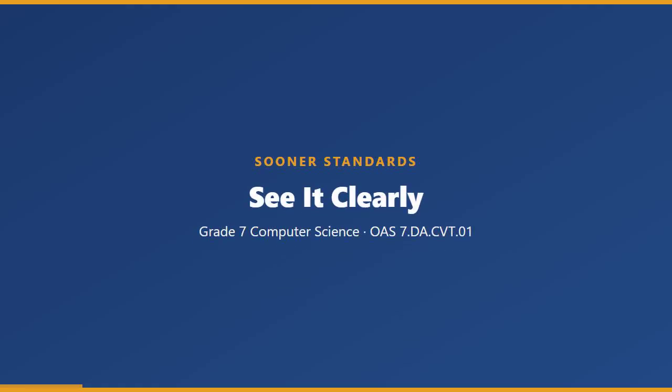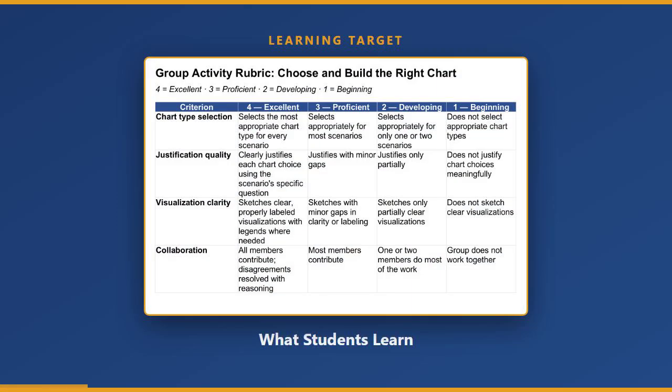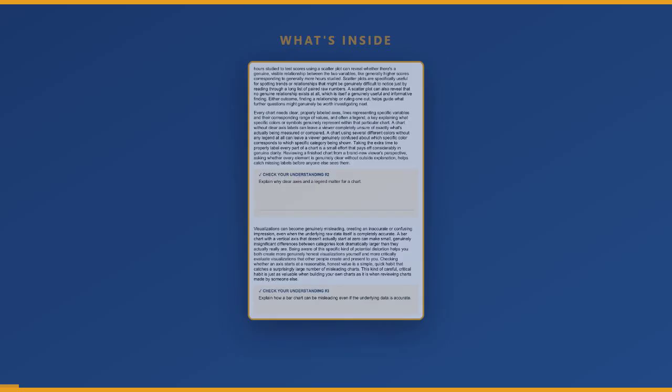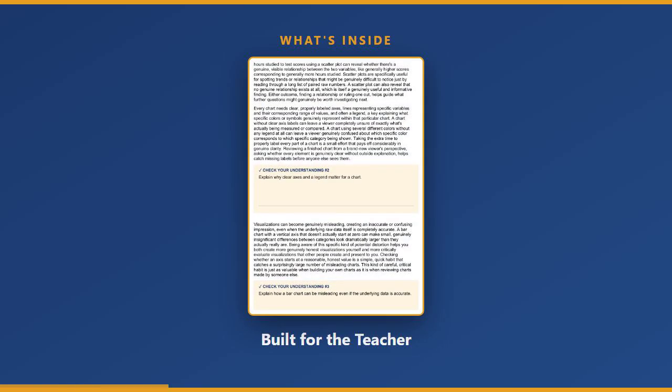From Sooner Standards, Transforming Data into Useful Visualizations, a complete Grade 7 computer science unit for Oklahoma Standards 7.DA.CVT.01. Students learn to collect data using computational tools and transform the data to make it more useful and reliable. Inside, a full teacher guide with pacing, misconceptions, and a scoring rubric, plus a content lesson with built-in comprehension checkpoints.